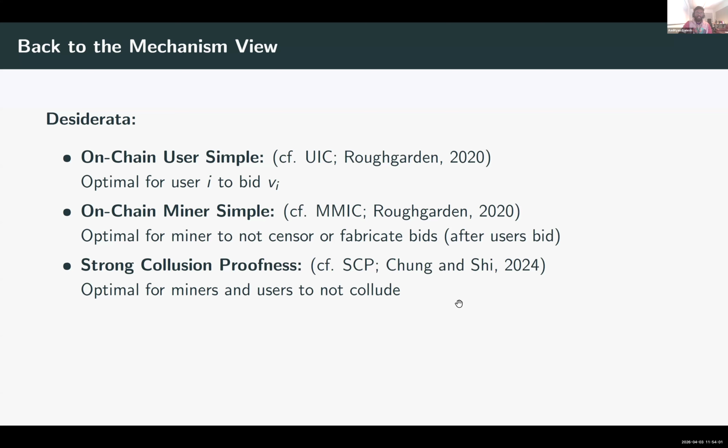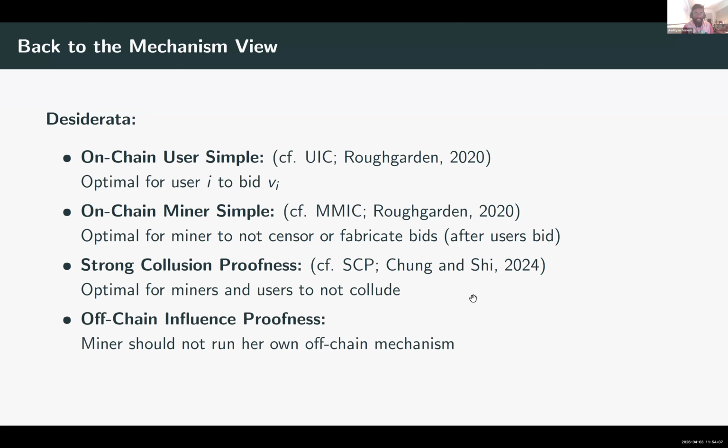And finally, it should also be the case that you don't go off chain and then try to collude with the miners. Right? And on top of this, we throw in off-chain influence proofness as the fourth desideratum, now that we are going back to the mechanism view of things. And this says, look, the miner should not go off-chain and then massage the mechanism to run their own off-chain mechanism. Right? So specifically, the difference between collusion proofness and off-chain influence proofness is the following.